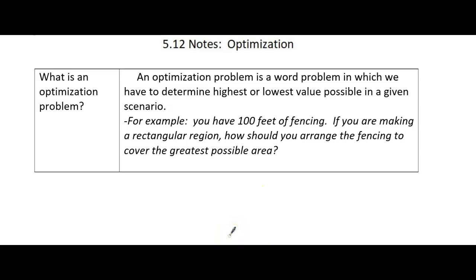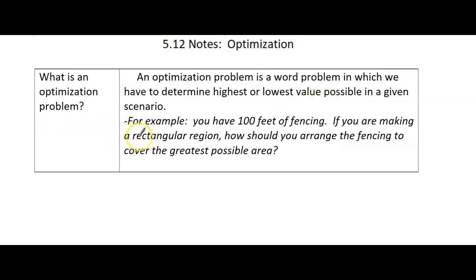We're going to do some word problems now where we find maxes and mins. And these are called optimization problems. So, what is an optimization problem? It's a word problem in which we determine the highest or the lowest value possible in a given scenario.